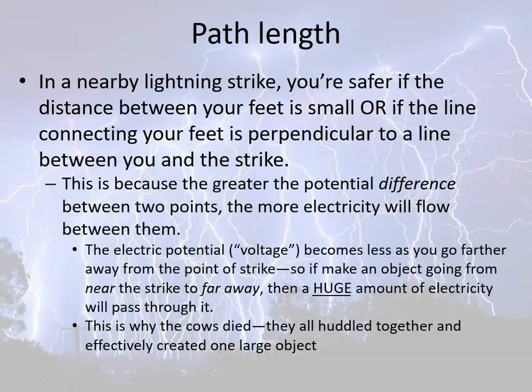Now, about this path length difference, the reason this is important is because electricity occurs when you have a source, a voltage, so to speak, an electric potential difference between two different objects. When you have an electric potential difference between two different objects, electricity is going to flow between them. And how much current is going to flow depends on the resistance, the electrical resistance between those objects.